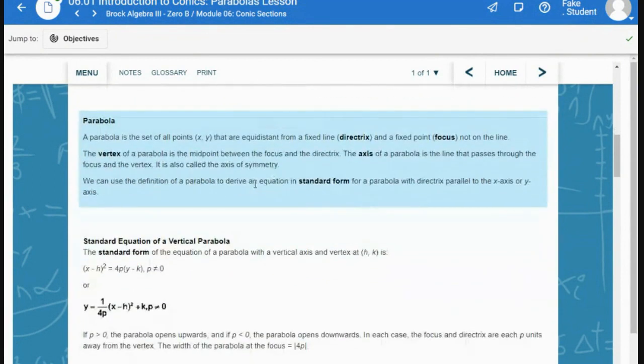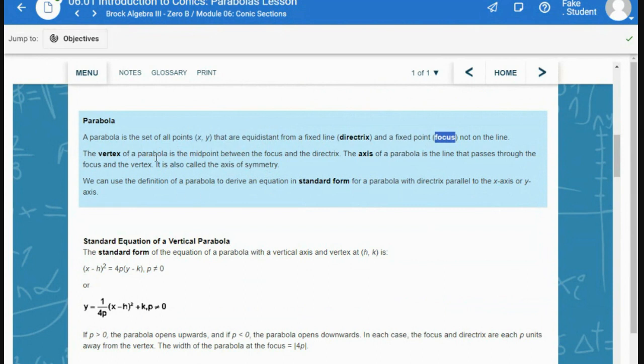Now, parabola, we're going to get some more words here. A parabola is the set of all points. We've used parabolas a lot in quadratic equations, but haven't really talked about what a parabola is. It's all points that are equidistant from a fixed line, called the directrix, and a fixed point, the focus, that is not on the line. So you have a focus and a directrix, and all the points would be the same distance from both.